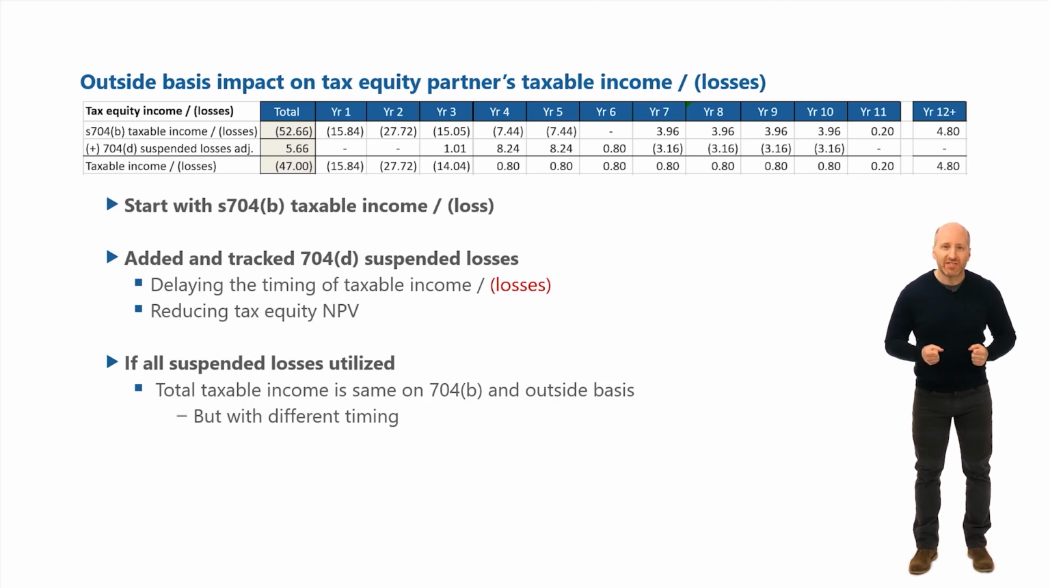The sponsor outside basis is calculated in exactly the same way. But as we saw earlier, our account will never go negative, so there are not going to be any suspended losses, and the 704B taxable income will be identical to the outside basis taxable income. The note of difference here is that an inefficient taxpayer will need a net operating loss account.